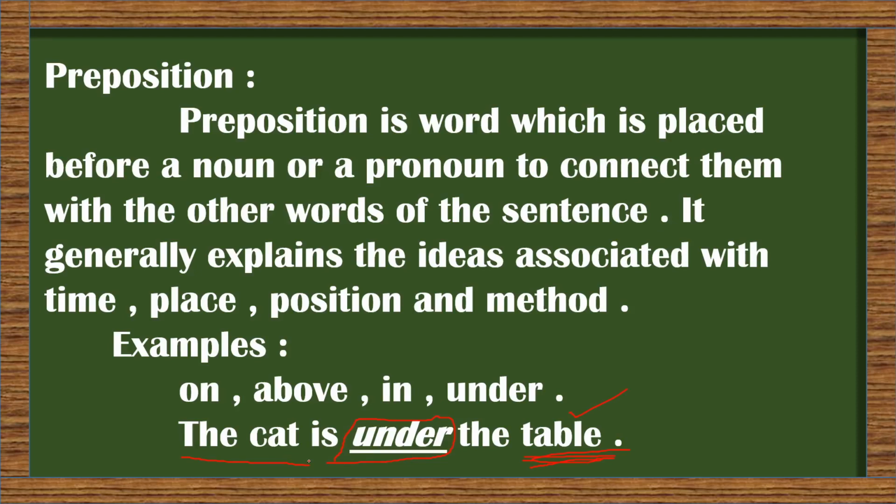It generally explains the ideas associated with time, place, position, and method. Here under explains the position or the place where the cat is. Under is a preposition. Similar examples are there: on, above, in, under. All these are examples of preposition.